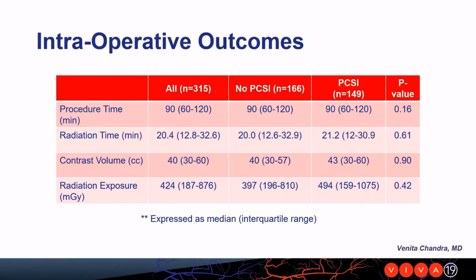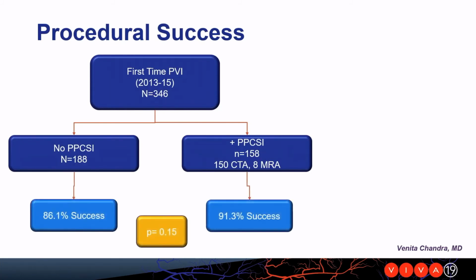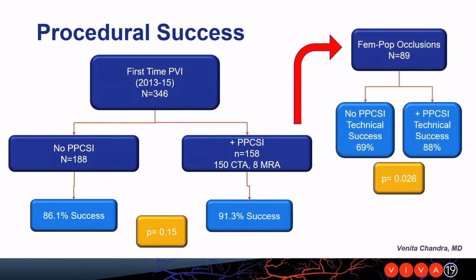So here are the outcomes. There was really no significant difference in procedure time, radiation exposure, contrast volume, anything between patients who had cross-sectional imaging versus not. What about the successfulness of the revascularization? We also didn't see a significant difference in terms of success rate. Patients with cross-sectional imaging had a 91% success rate and 86% success rate in terms of revascularization for those without cross-sectional imaging. However, there was one particular subgroup, again suggested by that prior paper.